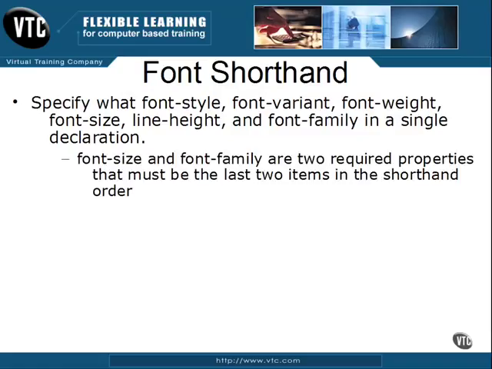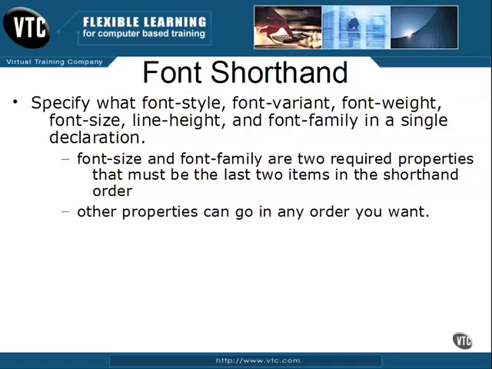Now there are going to be two required properties for our shorthand, which are the font size and the font family. These are going to be the last two items in the shorthand order. So we're going to end up having font, colon, and then font size, and then the font family that we want to use. That's going to be the minimum that we are going to have. So instead of using font style or font variant, we just use font as the property. Our other properties are optional and can go in any order that we want, more or less.